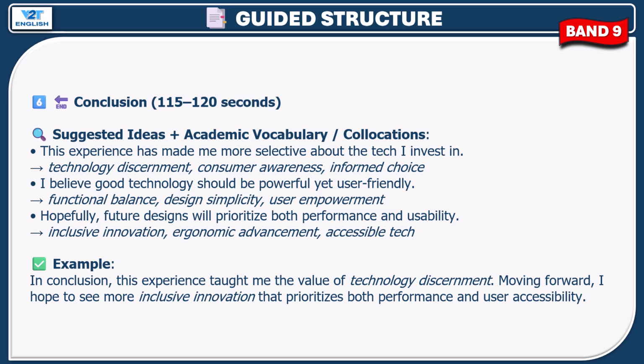Hopefully, future designs will prioritize both performance and usability. Inclusive innovation, ergonomic advancement, accessible tech. Example: in conclusion, this experience taught me the value of technology discernment. Moving forward, I hope to see more inclusive innovation that prioritizes both performance and user accessibility.